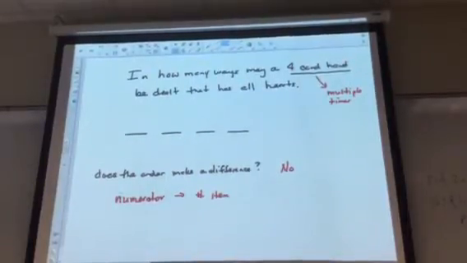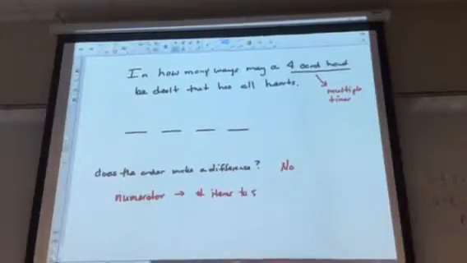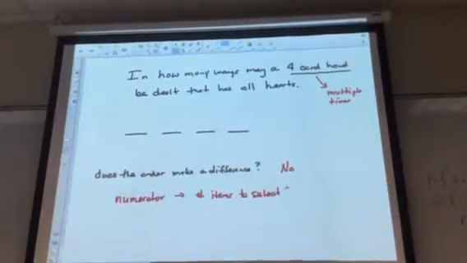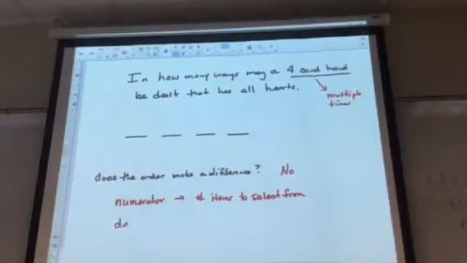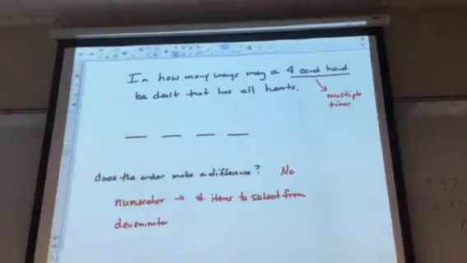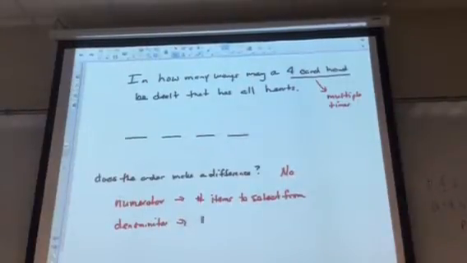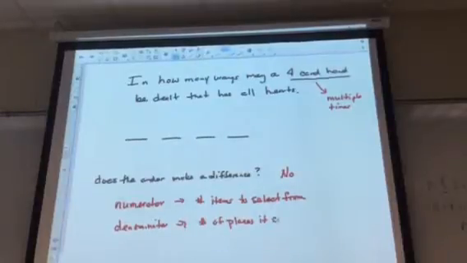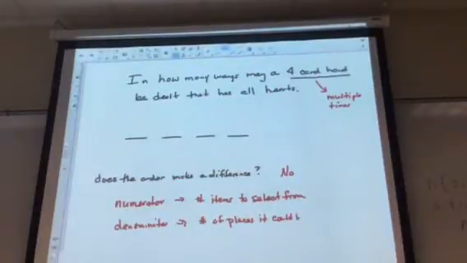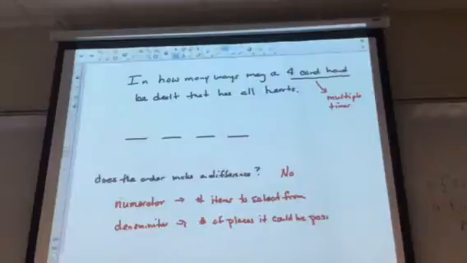the number of items to select from. Your denominator is going to talk about the number of places that that item selected could be positioned.